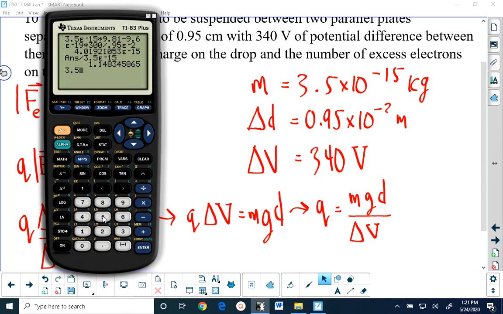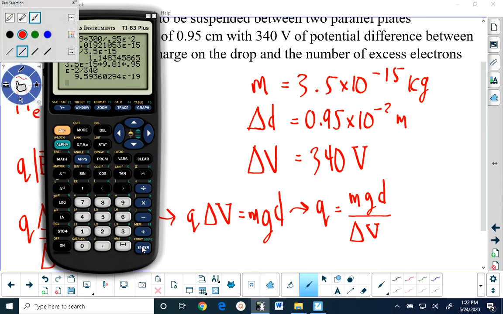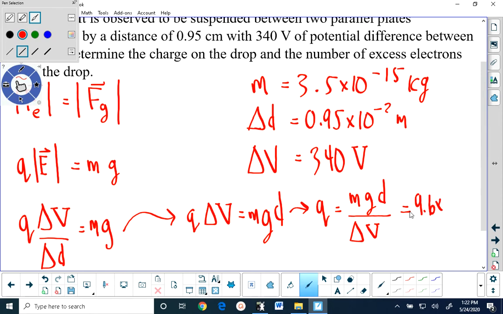mgd, that's 3.5 multiplied by 10 to the negative 15 kilograms times g is 9.81 times the distance between the plates, which is 0.95 times 10 to the negative 2 meters, and then we need to divide by the balancing voltage of 340 volts, and we get 9.6 multiplied by 10 to the negative 19 coulombs. So this is the first part of the answer to this question. The charge on the oil drop is 9.6 times 10 to the negative 19 coulombs.